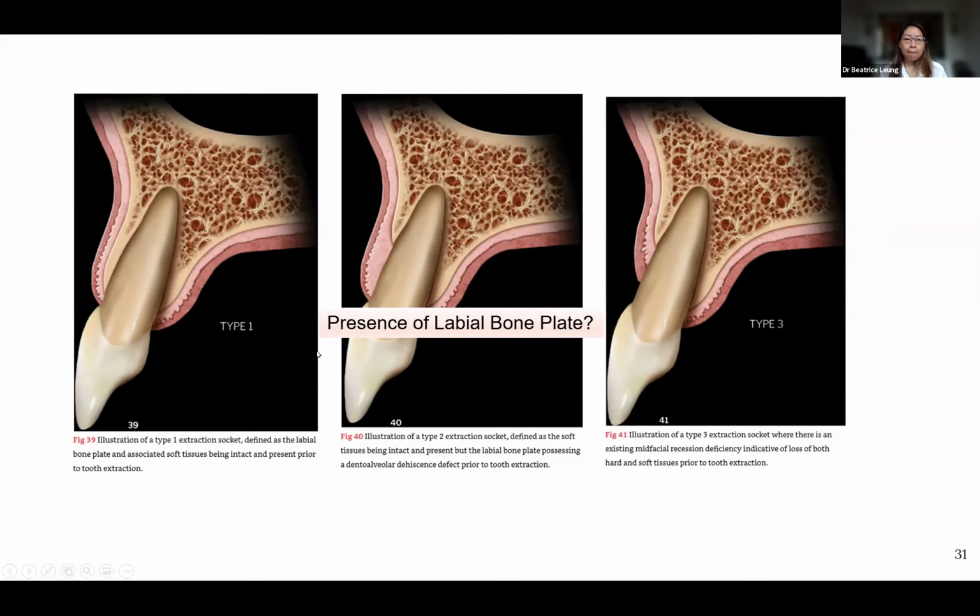Okay, now this is based on the book from Dr. Chu and Dr. Dennis Tarnow. You look at the bone and they say the biggest thing is, is there a buccal plate? Okay, that is what's going to determine the predictability of the soft tissue in the long term. So in his book he said, there's type 1, type 2, and type 3.